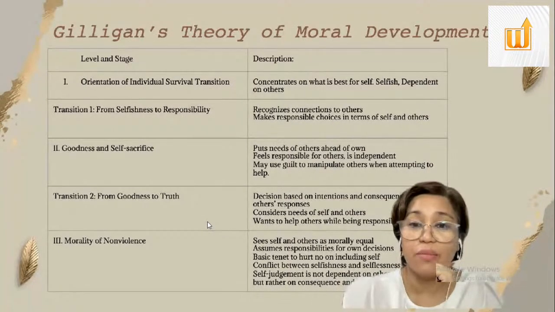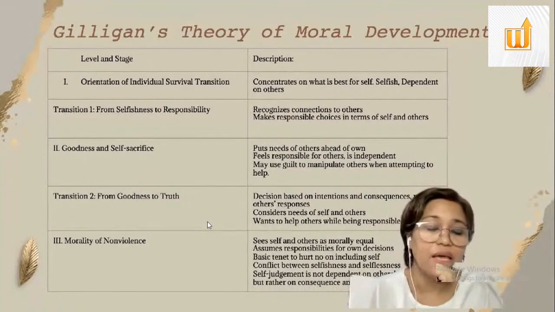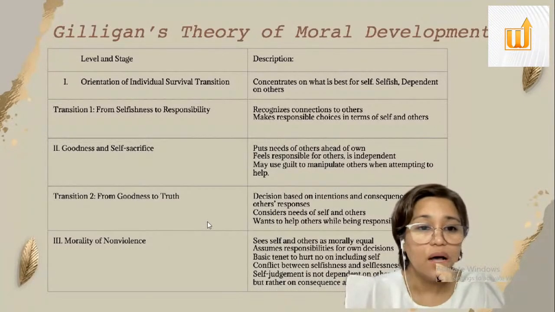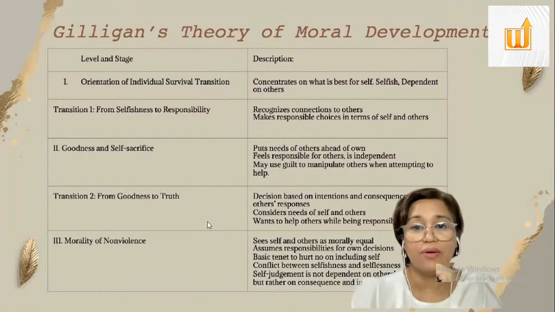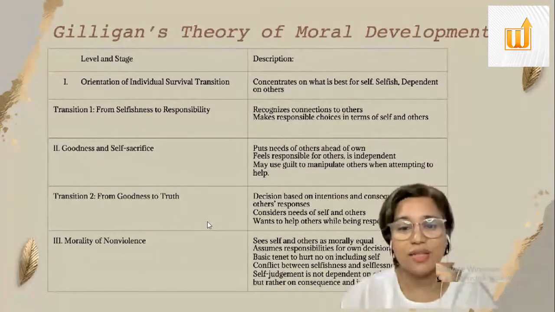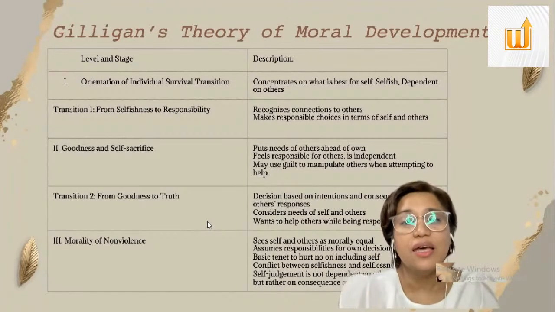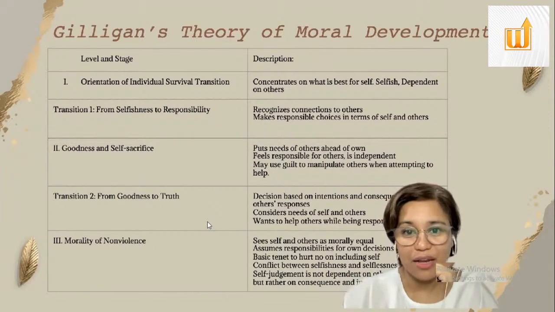a connection among others, and sees that they can make responsible choices for themselves and for other people as well. And then we have stage two, the level of goodness and self-sacrifice, where the child actually looks at how they can put their own needs aside, so that they can put the needs of others ahead of their own. And also, they feel responsible for others, independent in thinking and in morality. They also can use guilt to manipulate others when attempting to help.